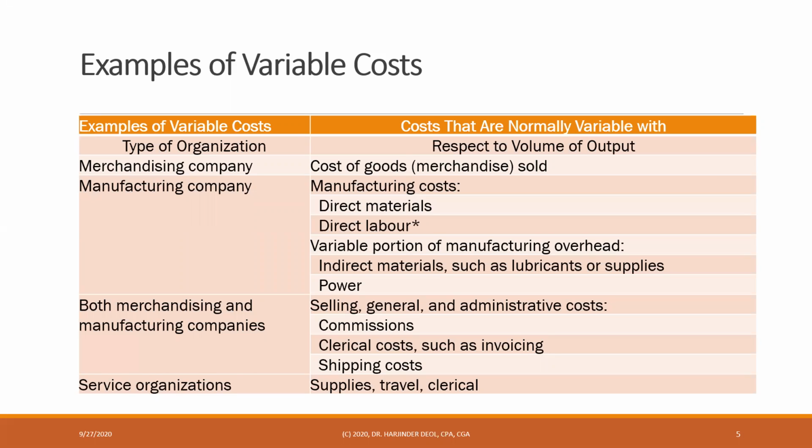If you're looking at merchandising companies, that will be the cost of goods sold, which is a variable cost. For a manufacturing company, this is direct material, direct labor, and the variable portion of manufacturing overhead, which includes your indirect materials such as lubricant, supplies, and power. With both the merchandising and manufacturing companies, selling, general and administrative costs such as commission, clerical cost, invoicing, and shipping are also variable costs. And with the service organizations, we look at supplies, travel, and clerical cost.